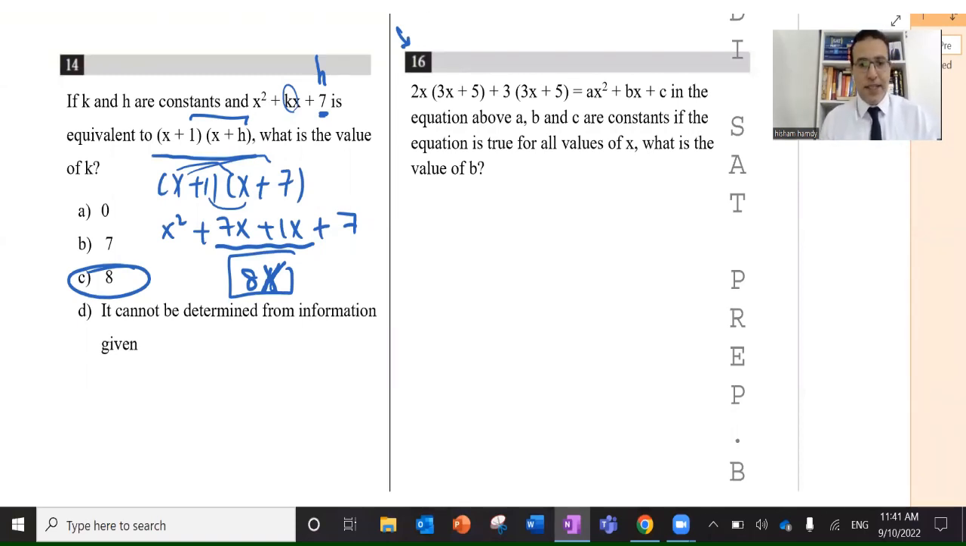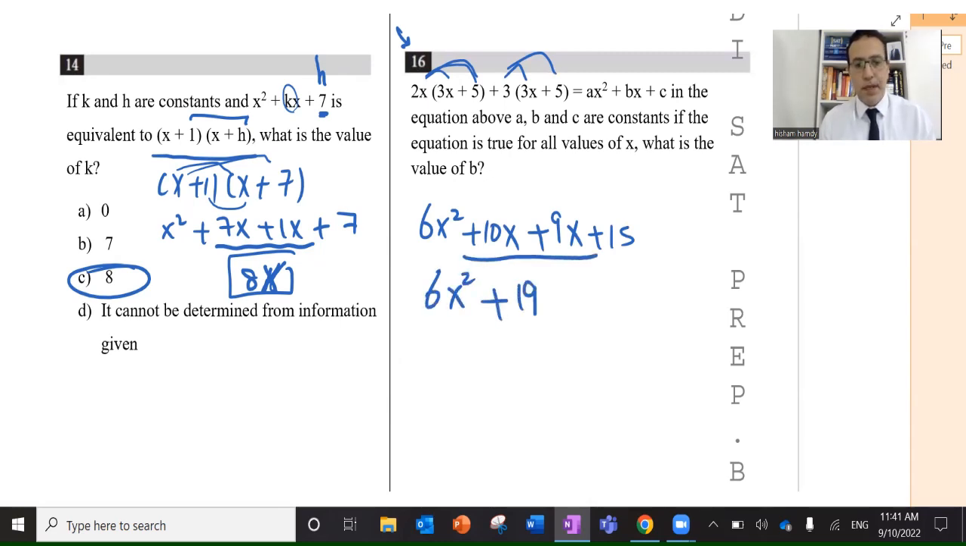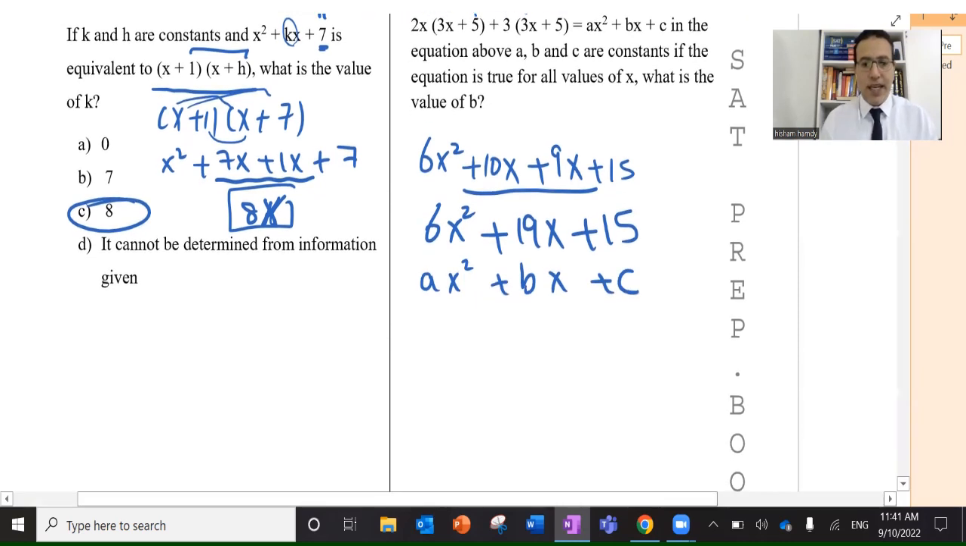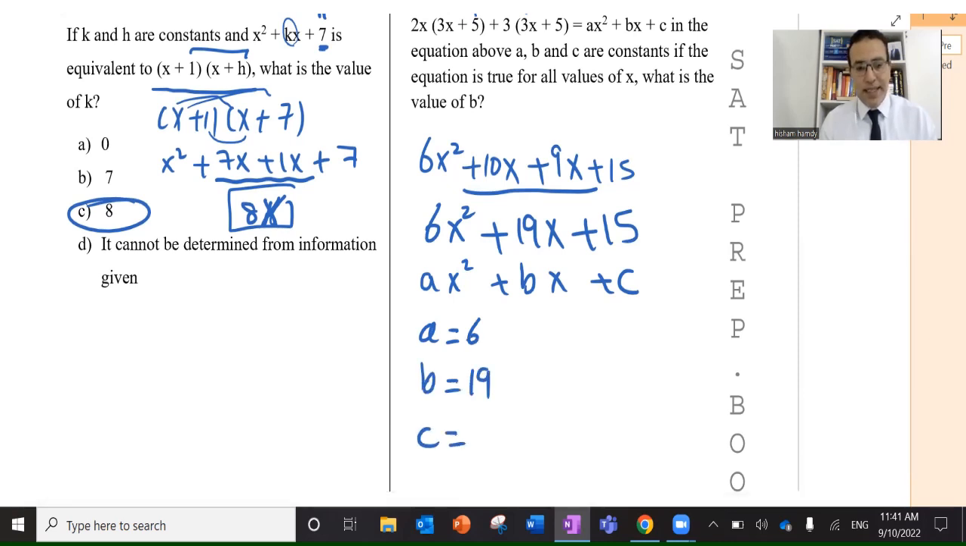Regarding question 16, it's the same. I'm going to compare what's written on the left with what's written on the right. So I'm going to expand. 2x by 3x is 6x squared, and 2x by 5 is 10x. Then 3 by 3x is 9x, 3 by 5 is 15. Adding the like terms, 9 and 10 is 19. Compare this one with ax squared plus bx plus c. So it's clear that a is equal to 6, b is equal to 19, and c is equal to 15. He's only looking for the value of b.